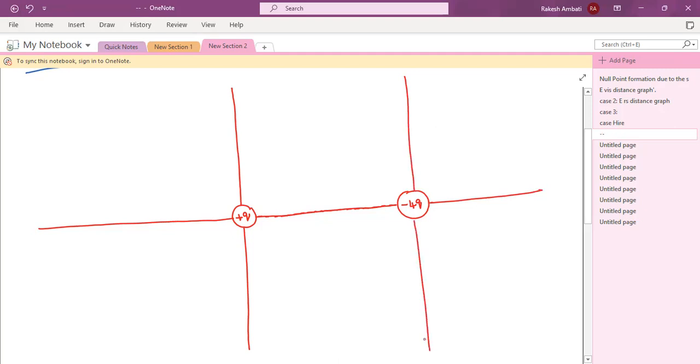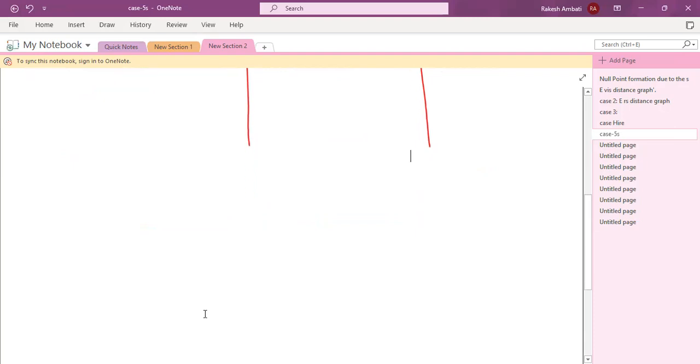Okay, so see the important points. What are the given two charges? One charge plus Q and second charge minus 4Q. So these are the given two point charges. Here one is a positive charge and one is a negative charge, that means both are unlike charges.